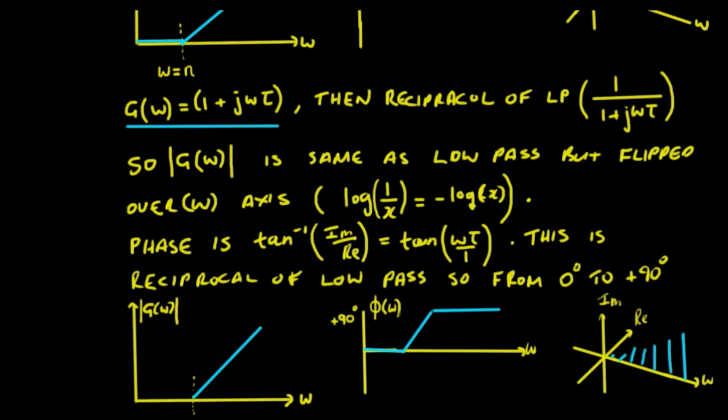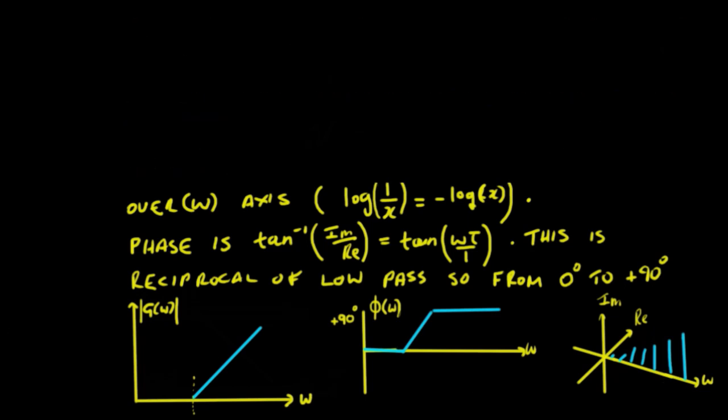Now if I was to draw that in 3 dimensions, you could see omega along the axis, the real part and imaginary part, and the phase would increase from 0 degrees up to plus 90 degrees, which would be purely imaginary. So you can imagine it going up like this. And you would see this if you looked in from this angle here. So that covers the basic components that we're going to use.